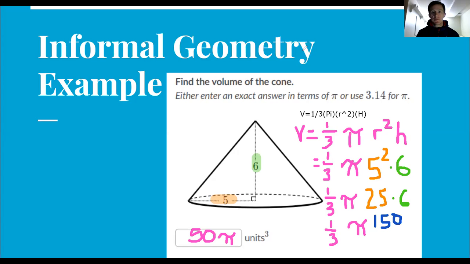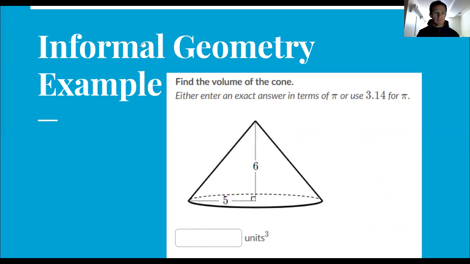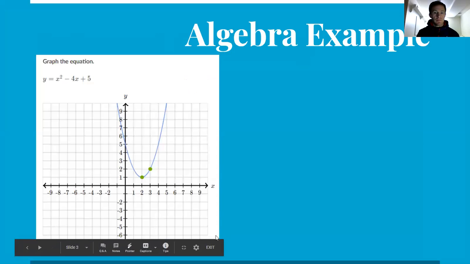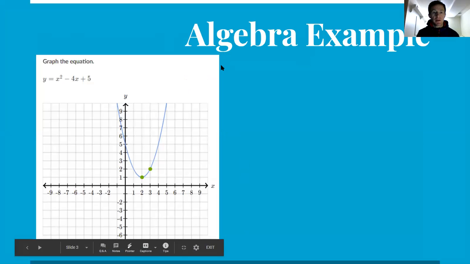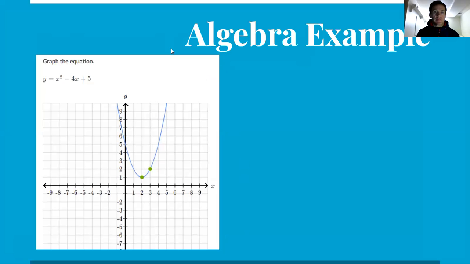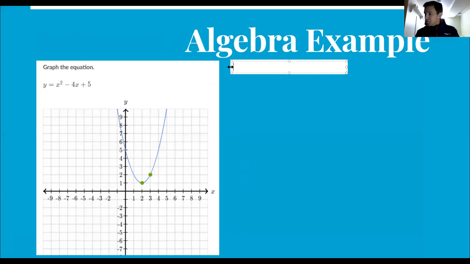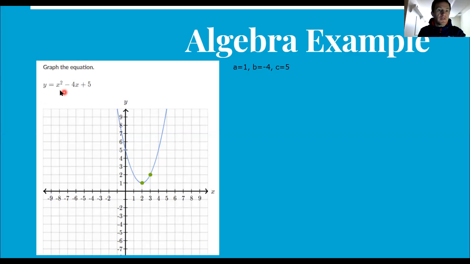So we're graphing equations in standard form. Let's start doing that. First I want to identify A, B, and C. A is 1, B is -4, C is 5, from over here. So I got these from 1, -4, and 5.